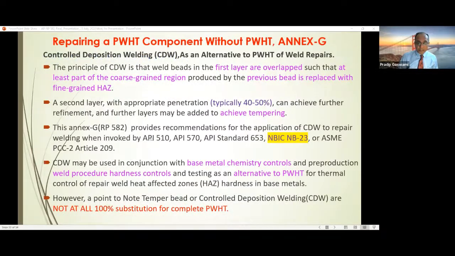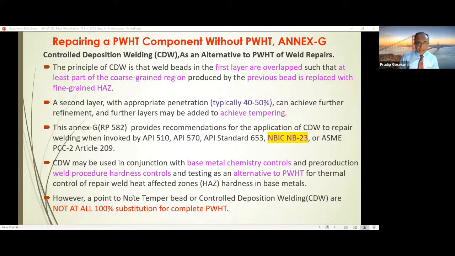So, as I mentioned earlier, before doing the CDW or the temper bead, one has to assess or know the base metal chemistry first, and it has to be addressed through a procedure qualification process as per ASME Section 9, generally QW290. It provides the guidelines of how to do a temper bead qualification and what tests are to be adopted.